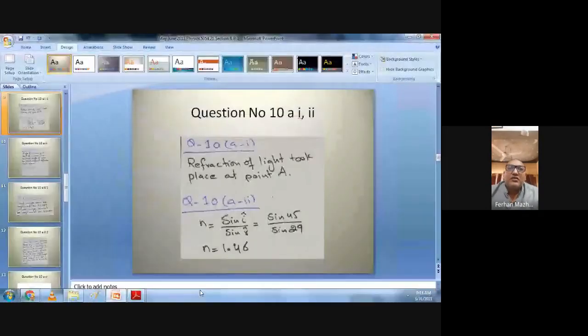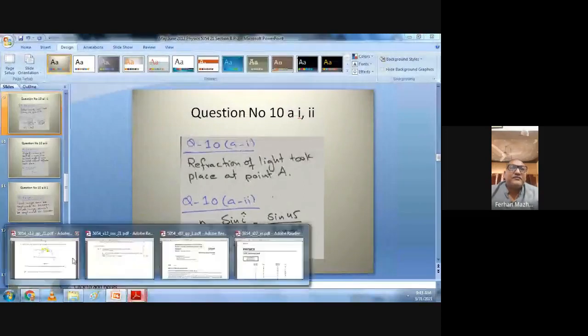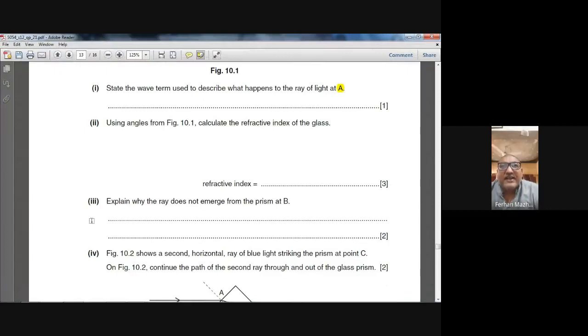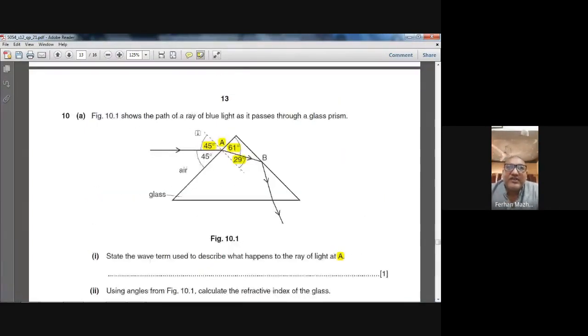Okay. Now, next part. It says to calculate, using the angles from figure 10.1, the refractive index of the glass. You see here, the angle of incidence in the air is 45, and in the prism, the angle of refraction is 29. The formula for the refractive index is very simple.